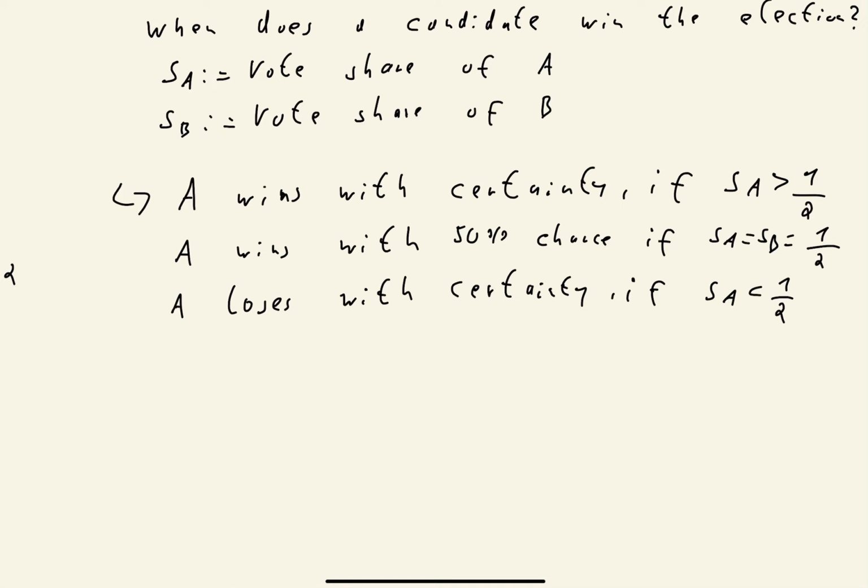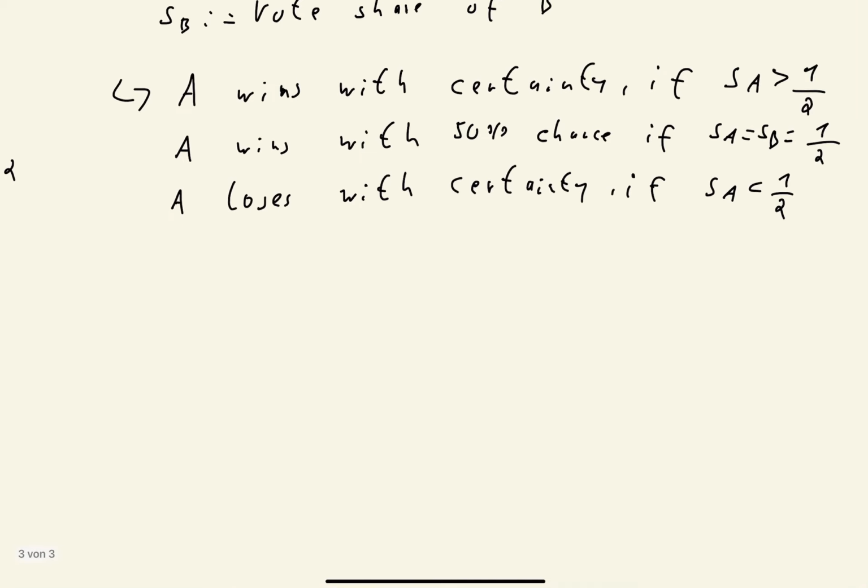And keep in mind that we assume here implicitly that the voters can vote for either of the candidates and they cannot stay absent. So they have to vote for either A or for B, and hence the vote shares of the candidates always add up to 1. So let us summarize this.